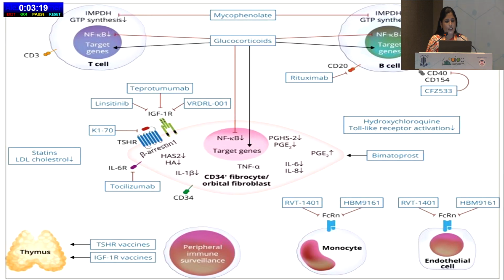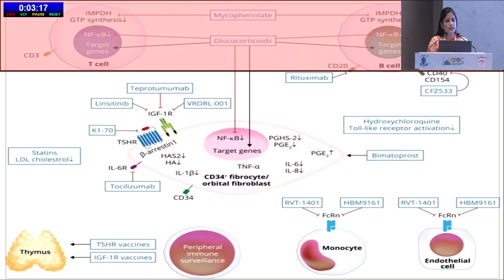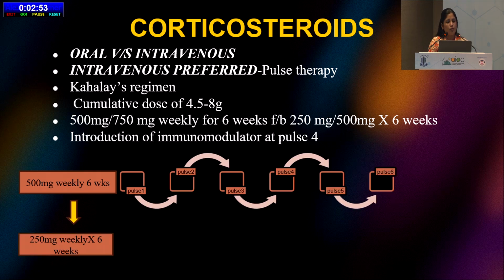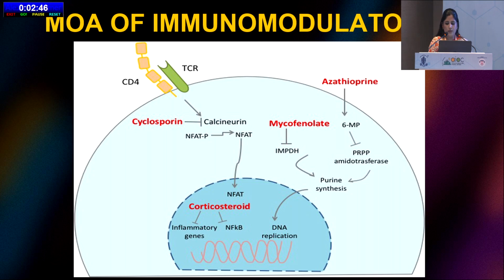So now medical management. So these are the target therapies. Glucocorticoids usually act on both T cells and B cells. So oral versus intravenous, it is proven beyond doubt that intravenous is more efficient with less side effects. The Kahaly regimen has been widely practiced with a cumulative dose, safe dose of 4.5 to 8 grams, started in the pulse of 500 mg weekly for 6 weeks, followed by 250 mg weekly, or 750 mg weekly, followed by 500 mg for 6 weeks, with the introduction of an immunomodulator at pulse 4.